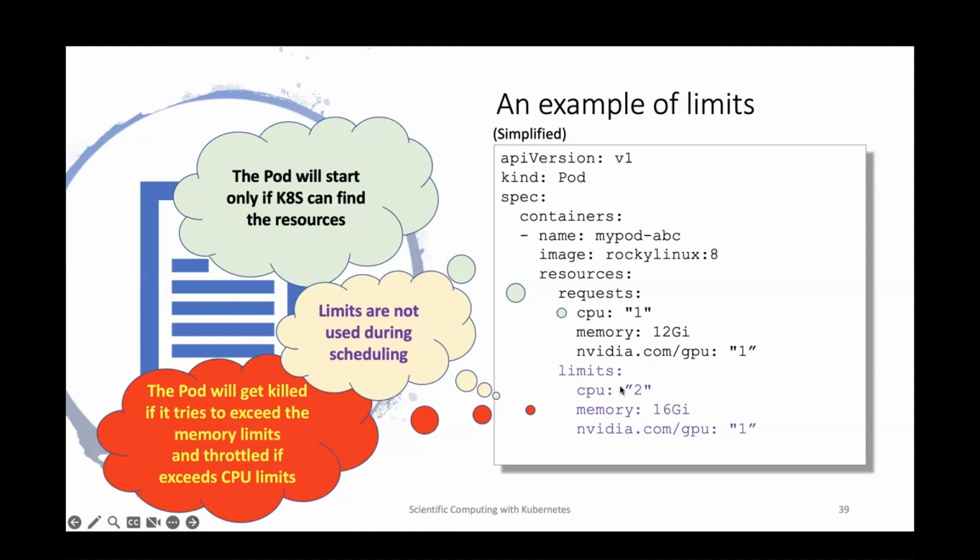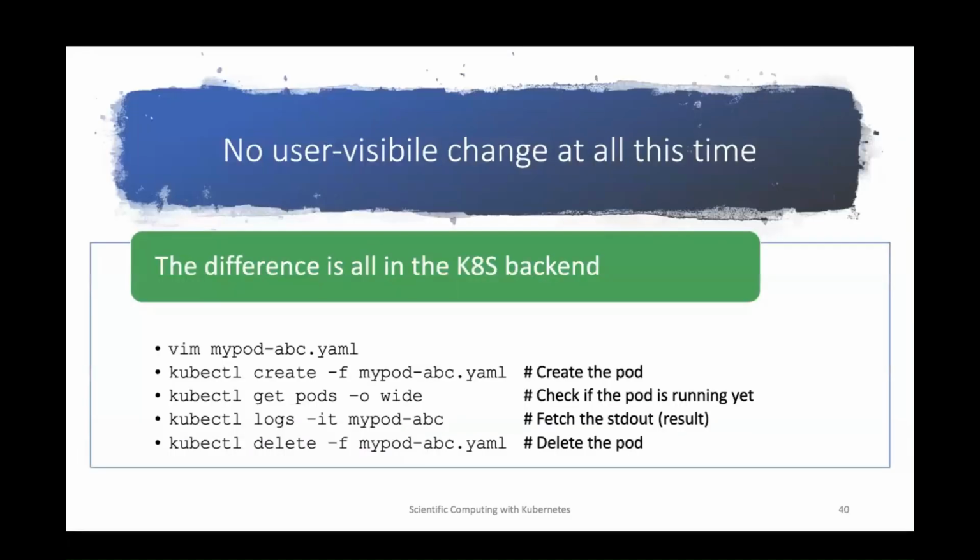In the case of CPUs, Kubernetes will just throttle you if you try to use more than 2. For the memory, it is a little more strict. If you exceed the 16 gigabytes, it will be hard killed. You try to stay under 12, but if you exceed it a little bit, it's still okay, but you want to be killed if your program is misbehaving and exceeding 16 gigabytes. So that's one of the advanced features you get in Kubernetes.